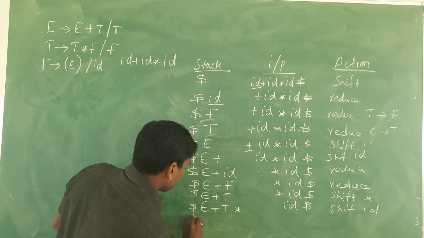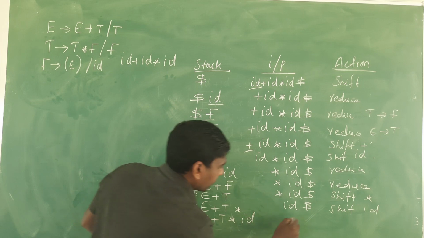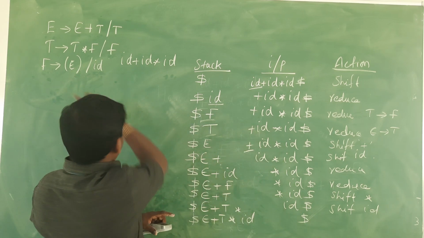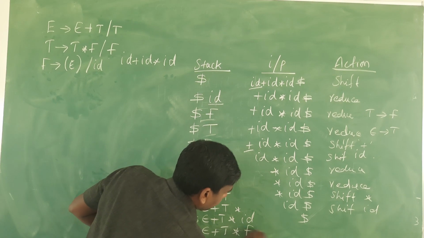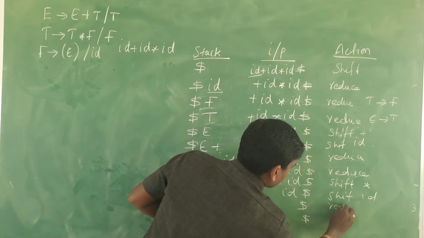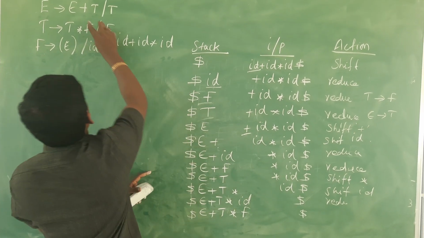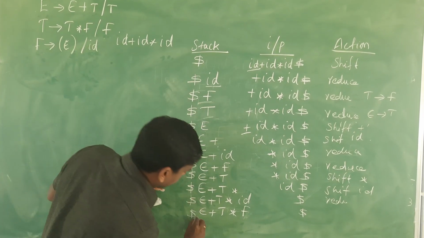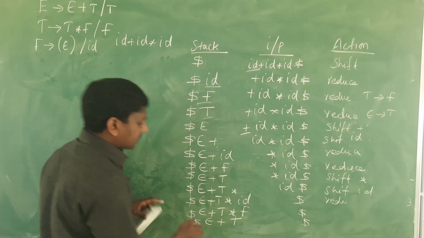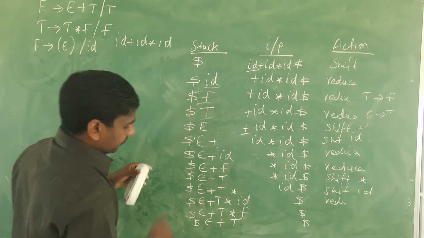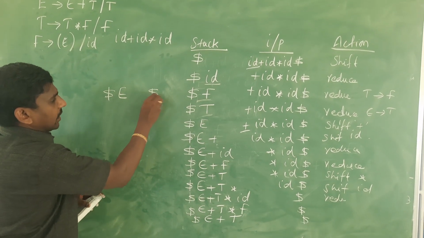So the stack is $ e plus t star id. Now id has a handle, that is f, so $ e plus t star f. Here it is reduce. Now t star f has a handle, so reduce to t. So $ e plus t. Now $ e plus t has a handle, that is e. So finally we derive $ e.